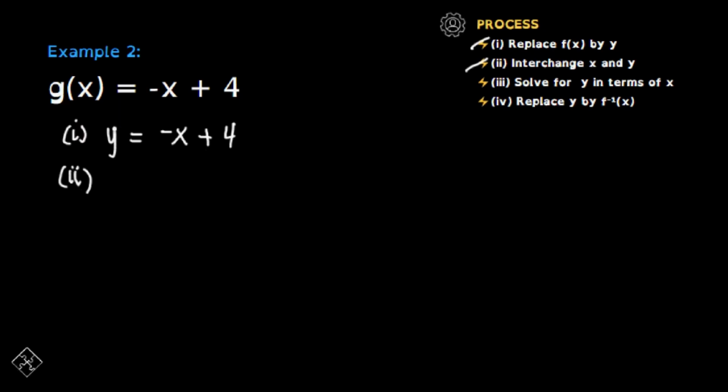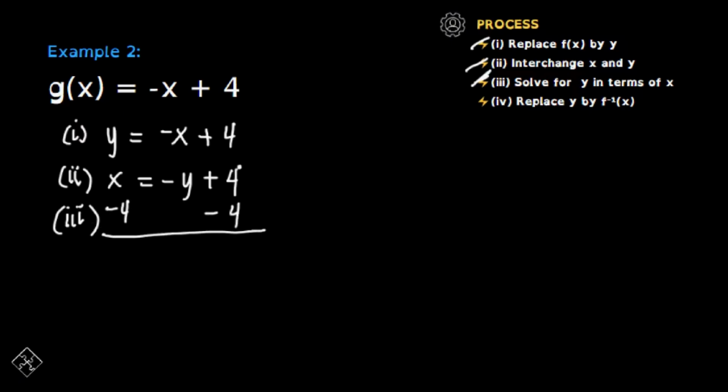Pagpalitan natin tong x and y. So, kung ito ay y, magiging x yan. Kung ito ay x, magiging y yan. So, we have negative y plus 4 dun sa right-hand side natin. Ngayon, we will solve for the y. So, solve for y in terms of x. So, solve lang natin ng y dito. For us to isolate the y, magsusubtract tayo ng 4 both sides.